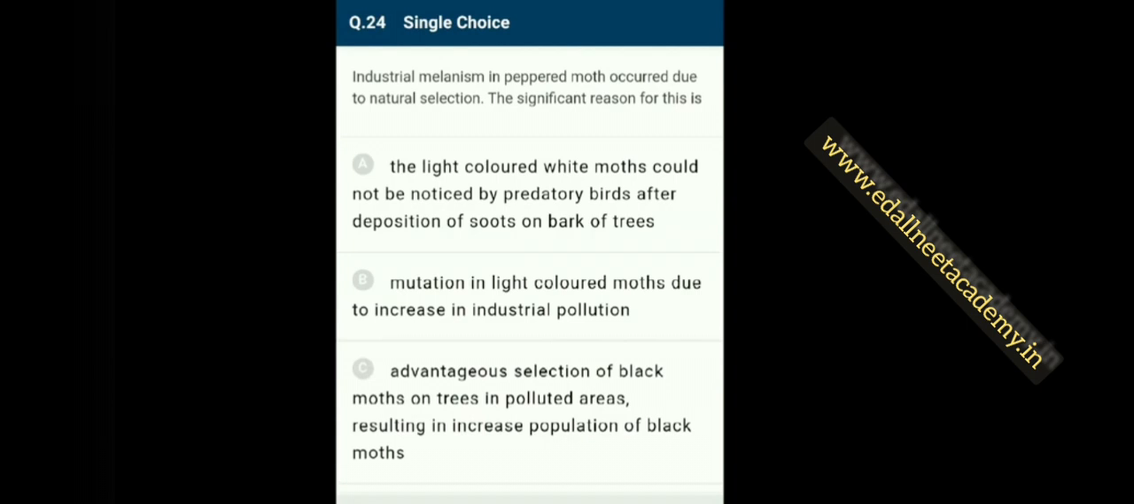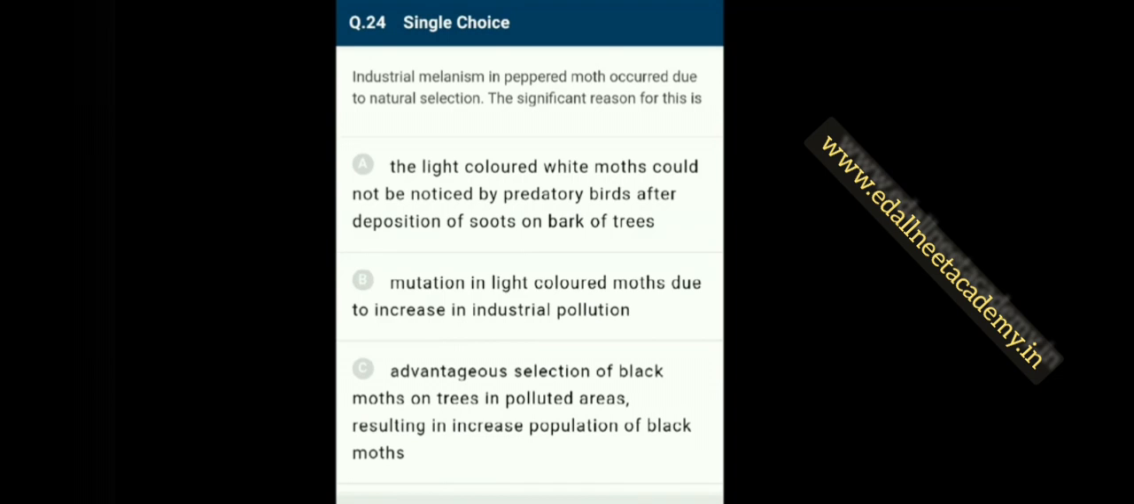Melanism in peppered moth occurred due to natural selection. The significant reason for this is that, due to the resources being limited in nature, organisms having traits that favor survival and reproduction will tend to leave more offspring than their peers. This results in those traits increasing in frequency or expression over generations. Such a phenomenon is called natural selection.